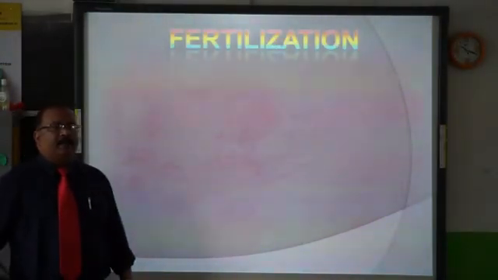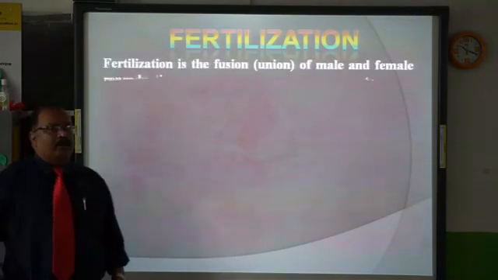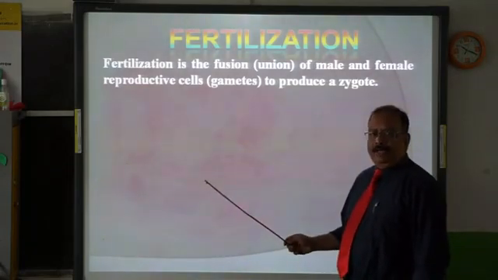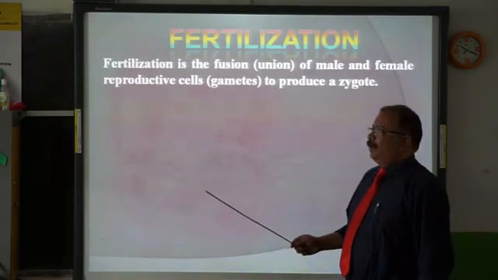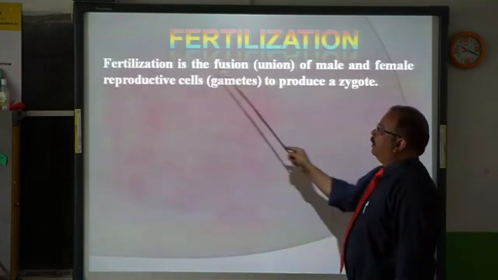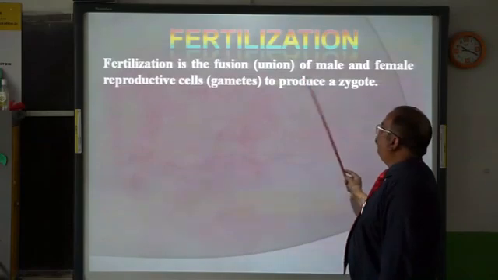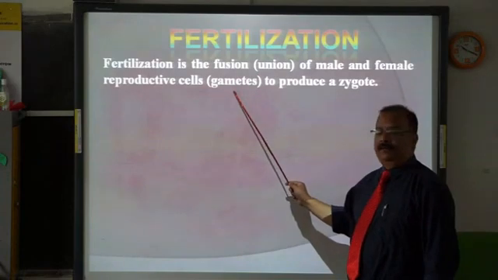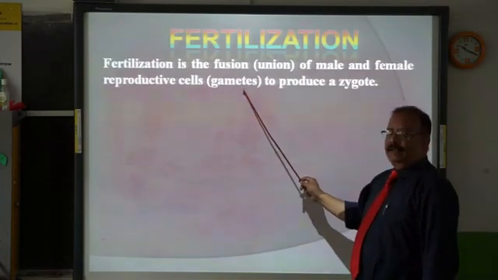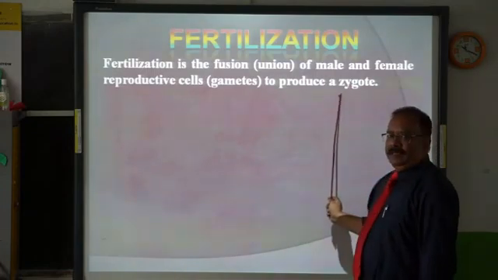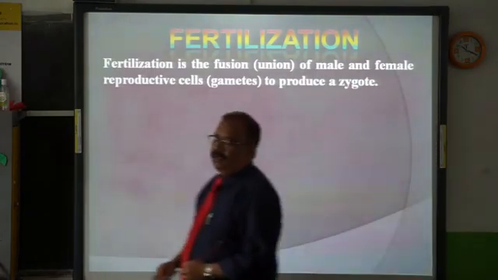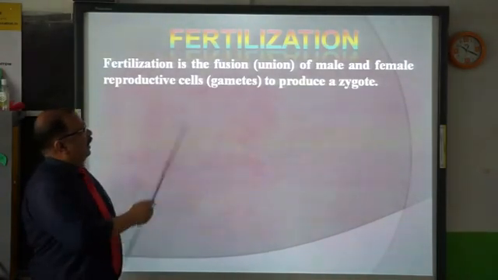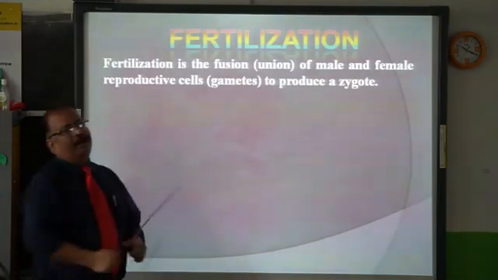So first we will be learning about fertilization. What is fertilization? You have already studied about pollination. So after pollination, the second process is fertilization. It is the fusion, that means the union of male and female reproductive cells. We call them male and female gametes also. And what happens when they fuse? They produce a zygote. So it's the process of fusion of male and female gametes, or the reproductive cells, and then they produce a zygote, that is called fertilization.